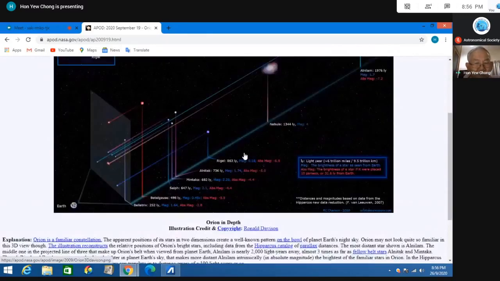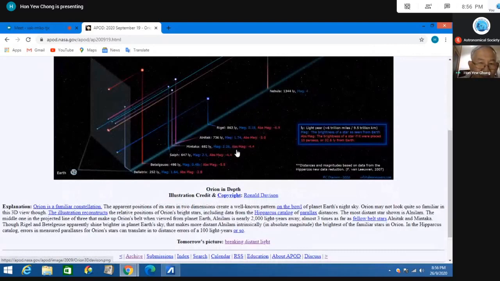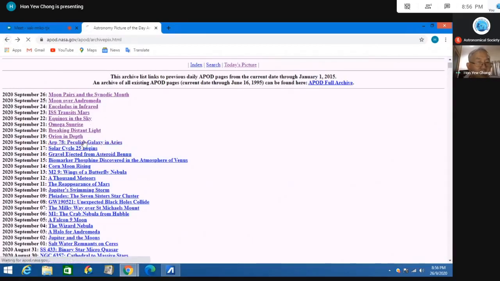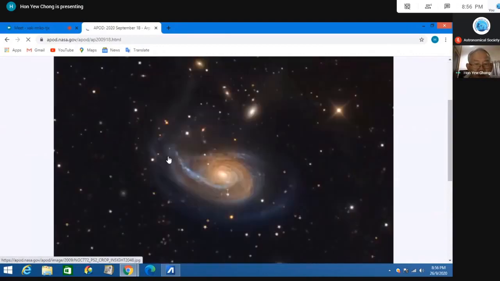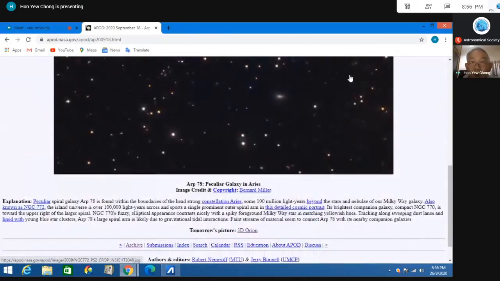All right, this is one: Orion in depth. What is the distance of the various objects in Orion from the Earth? Very nice. Next. Okay, we look here. I make it bigger so that you can see.